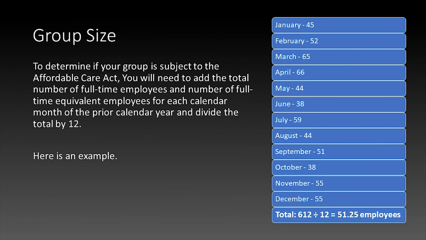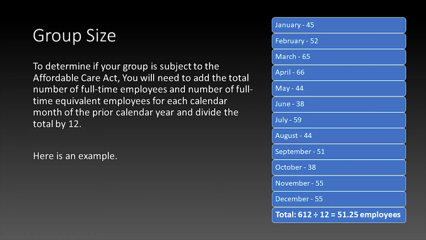Okay, on the group size, some groups are borderline 50 employees. If you already have 200 employees, you already know you're subject to the Affordable Care Act. But if your group teeters, where I didn't have 50 lives this month and I did the next month, and so on, to determine if your group is subject to the Affordable Care Act, you'll need to add the total number of full-time employees and the full-time equivalent employees for each calendar month of the prior calendar year and divide it by 12.